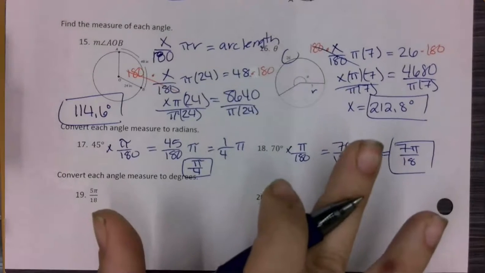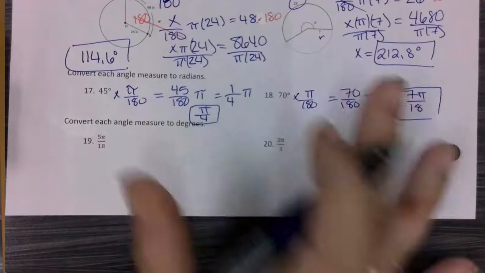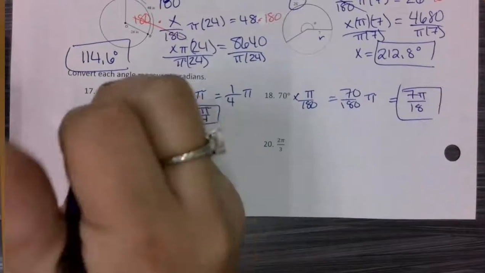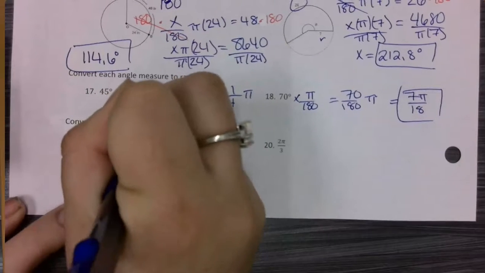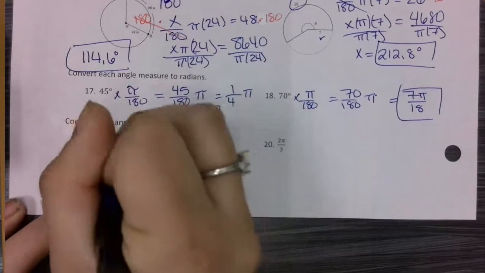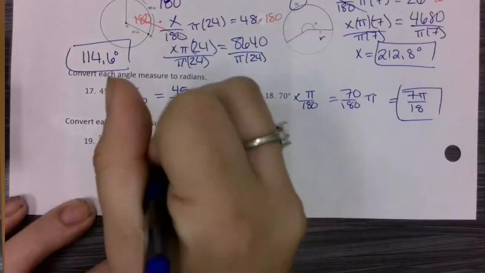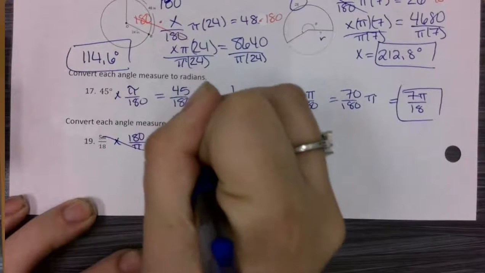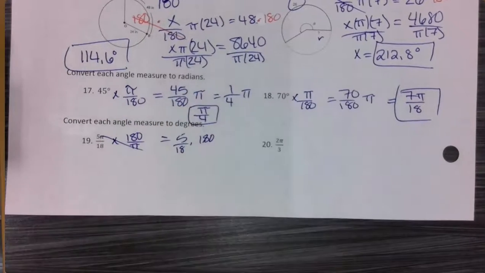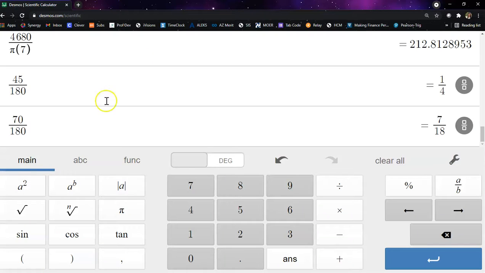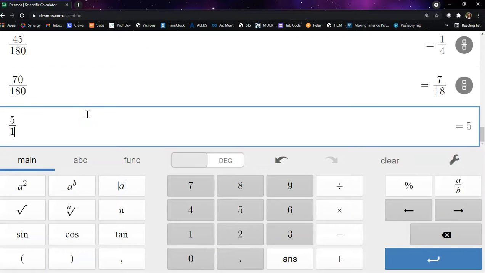Okay. Then my last thing I want to do is convert angles to degrees, so I multiply by 180 over pi. The pi's will cancel out, and then I have 5 over 18 times 180, so I can go to decimals and type that in. Which gets us 50.